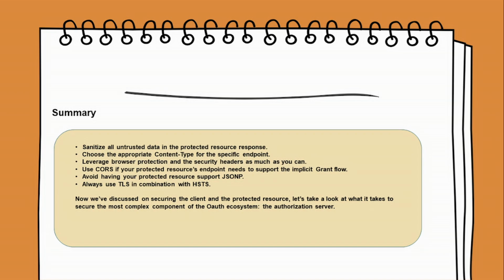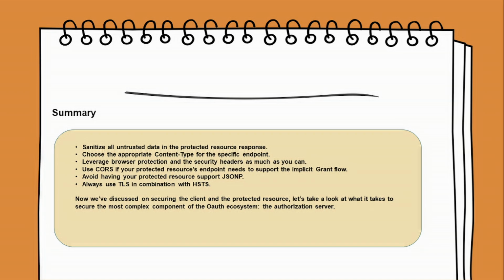Use CORS if your protected resource endpoint needs to support the implicit grant flow, because we know the disadvantage in the implicit flow: there is a single call and no back channel communication, and you can get the token in the redirect only. In the HTTP redirect only you will get the access token, and we know what the problem is there: the attacker can craft a URL by impersonating an authenticated user and gain an advantage. So we need to use CORS if the protected resource endpoint needs to support the implicit grant flow. But we need to avoid implicit anymore. We are not supposed to use the implicit grant anymore in applications. We can go for PKCE. Avoid having your protected resource support JSONP. Always use TLS in combination with HSTS.